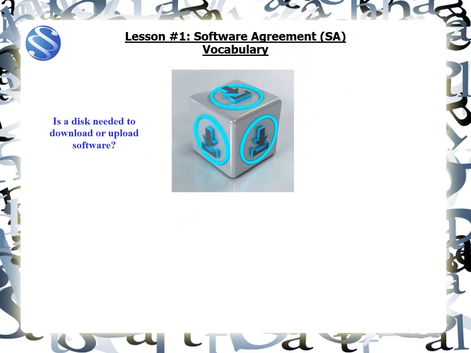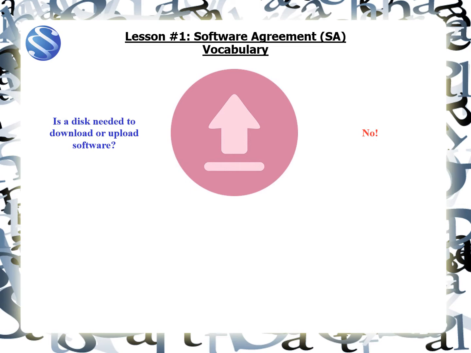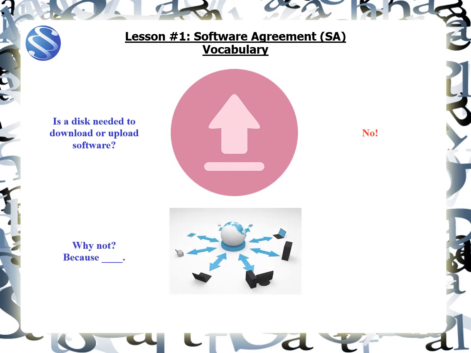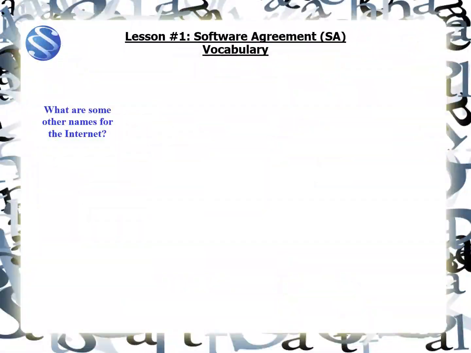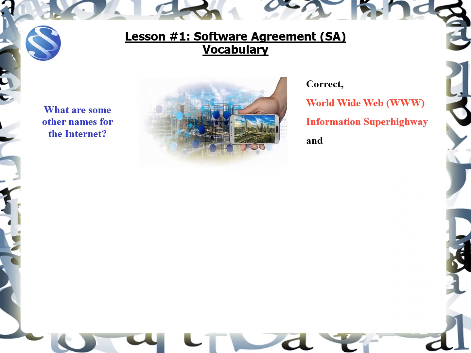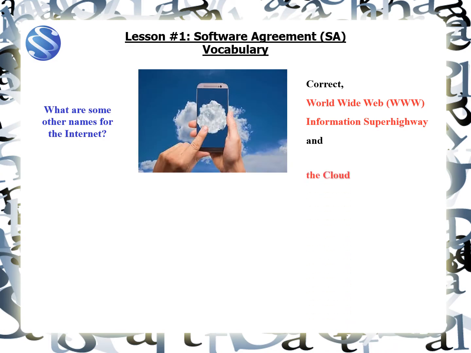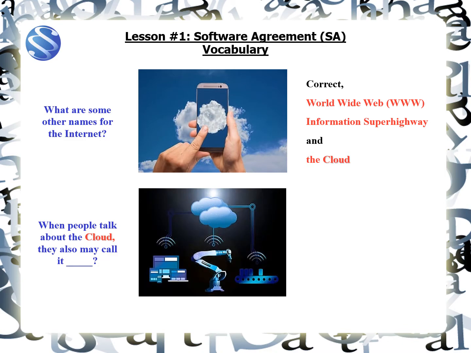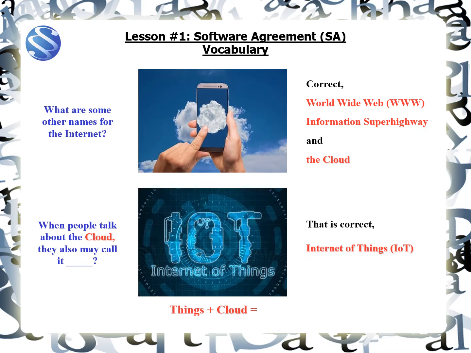Is a disk needed to download or upload software? No. Why not? Because internet. That is correct. It can be downloaded from or uploaded to the internet. What are some other names for the internet? Correct. World Wide Web, also known as WWW. Information Superhighway and the cloud. When people talk about the cloud, they also may call it things plus cloud equal, that is correct, Internet of Things, also known as IoT.